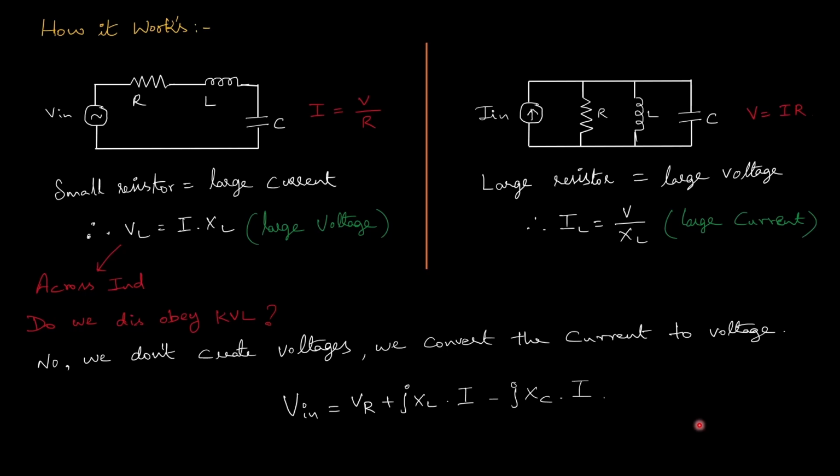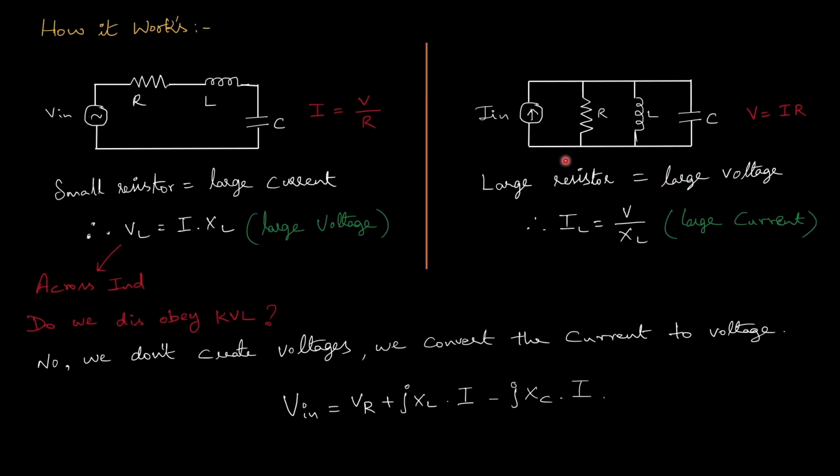Now you may wonder how this works. Does it disobey the KVL? Now let's find the answer. For the voltage magnifier, the current formula is given as I is equal to V by R. From this we can see the current and resistance are inversely proportional. So when the resistance decreases, the current increases. A small resistor means a large current. Since it's a series RLC circuit, the same current flows through all the components. Here the inductor converts this current into voltage. VL is equal to I times XL. So we obtain a voltage that is much larger than the source voltage.